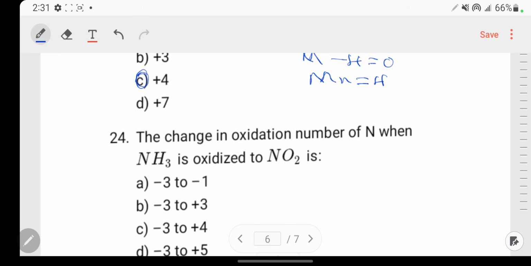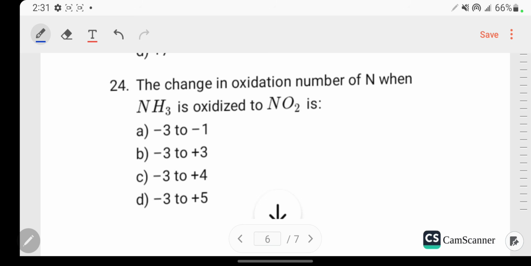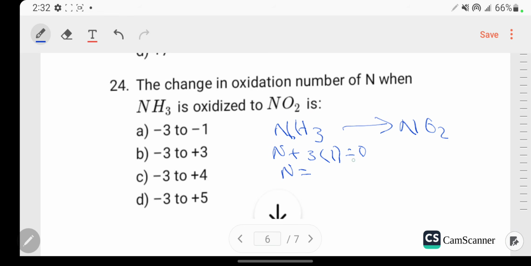Let's look at question 24. The change in oxidation number of nitrogen when NH3 is oxidized to NO2 is. So let's answer this one. We have NH3 to become NO2. Let's find the oxidation state of nitrogen in this one. It will be nitrogen plus 3 hydrogens. Hydrogen has a charge of 1, should be equal to 0 since it's uncharged. So N should be equal to, we take this 3 to this side, negative 3.